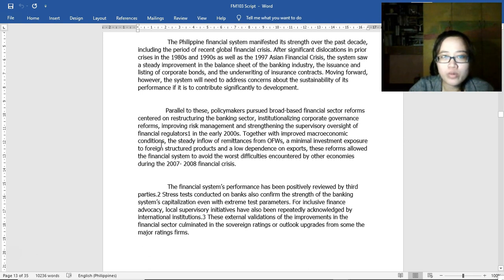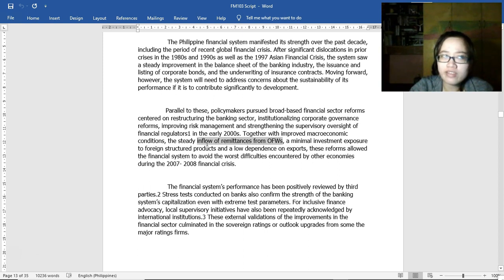Okay. Moving forward, parallel to these, policymakers pursued broad-based financial sector reforms centered on restructuring the banking sector, institutionalizing corporate governance reforms, improving risk management, and strengthening the supervisory oversight of financial regulators in the early 2000s. Together with improved macroeconomic conditions, the steady inflow of remittances from OFWs, a minimal investment exposure to foreign structured products, and a low dependence on exports, these reforms allowed the financial system to avoid the worst difficulties encountered by other economies during the 2007-2008 financial crisis.